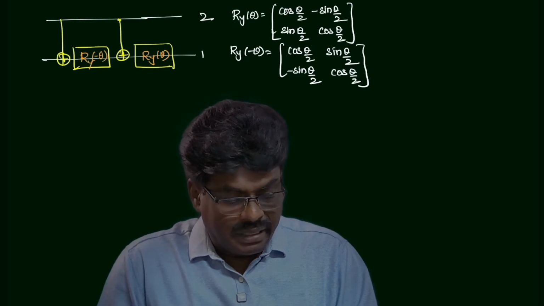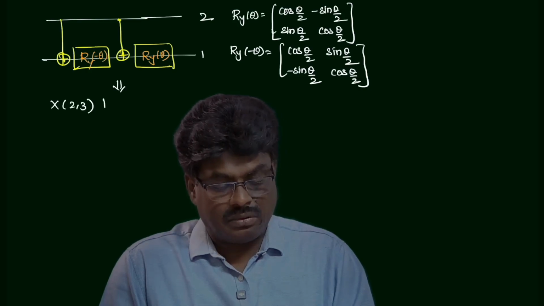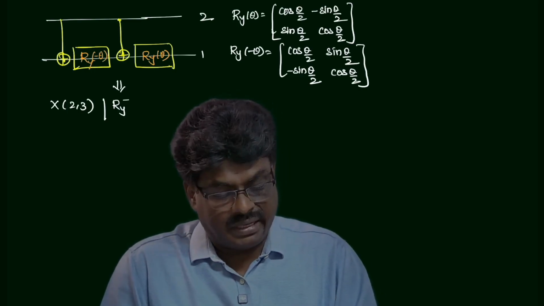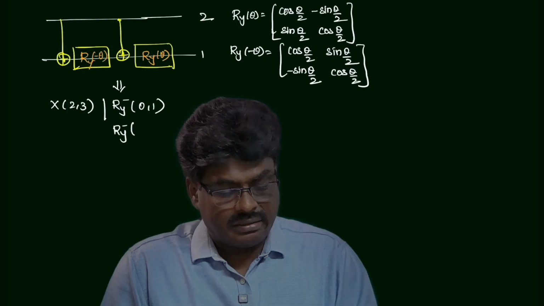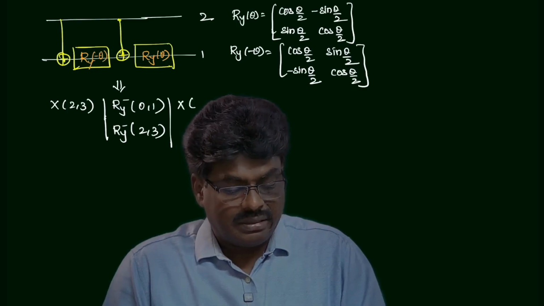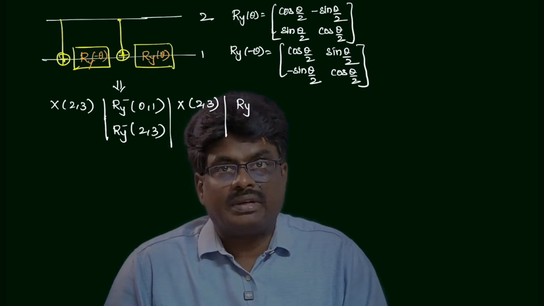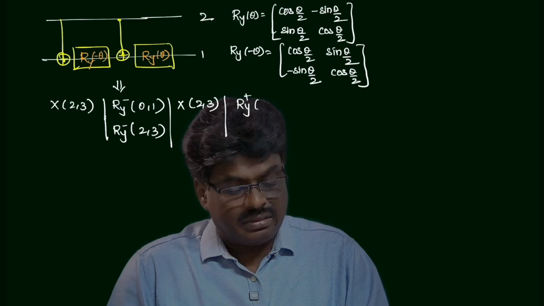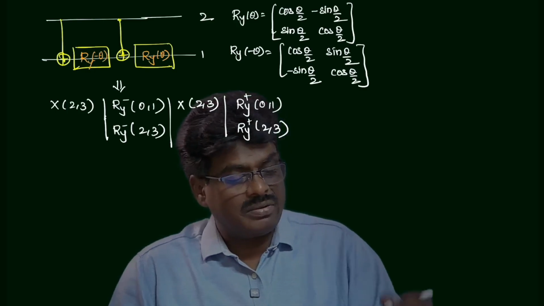Now let me apply our technique. So first one, X on 2 comma 3, and this Ry, I am taking a minus there. Theta I am not writing. So this is 0 comma 1, and that is 2 comma 3, and next again C0 2 comma 3, next again Ry, this is a plus only. I am not writing anything, otherwise you can write plus. So this is 0 comma 1 and Ry plus 2 comma 3. Now carefully observe.